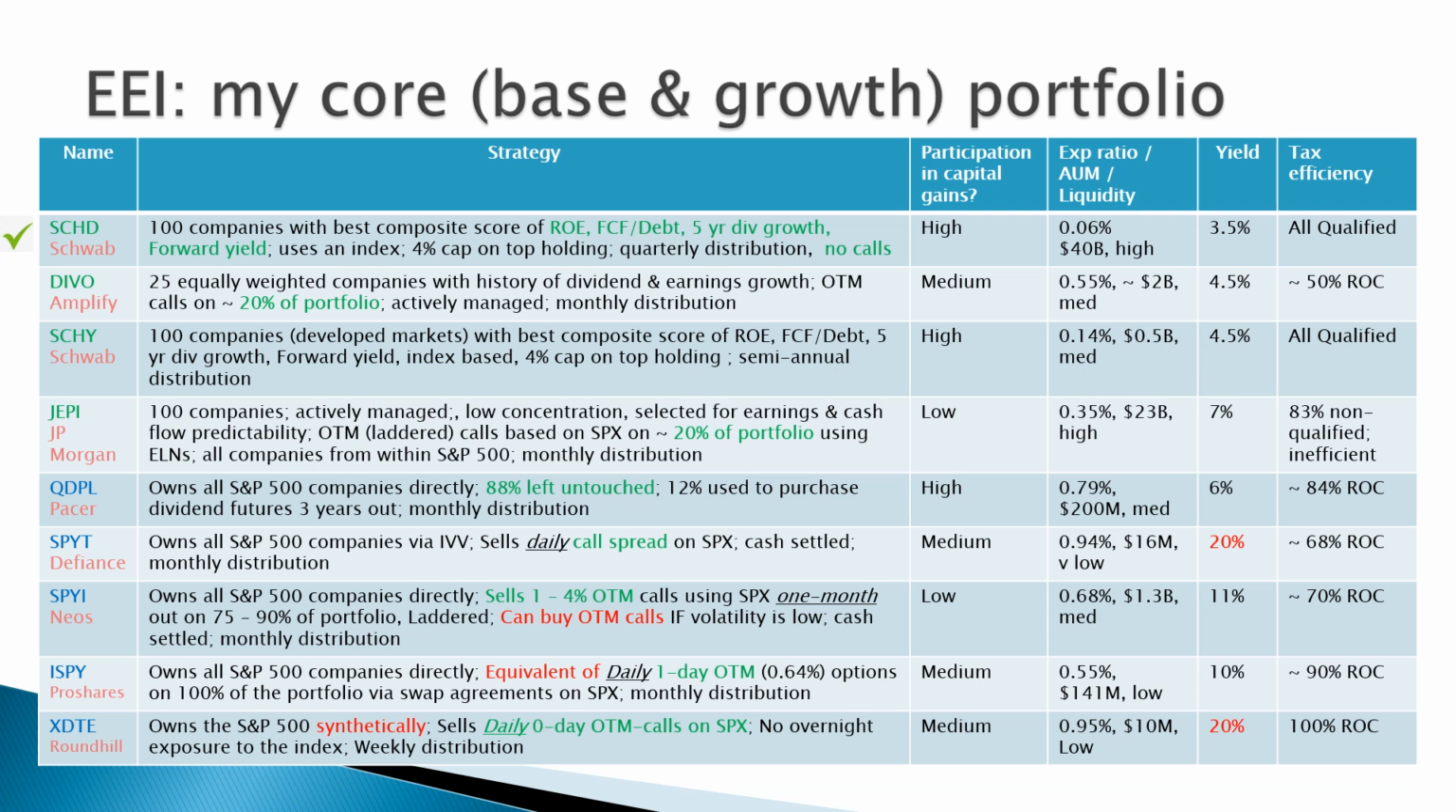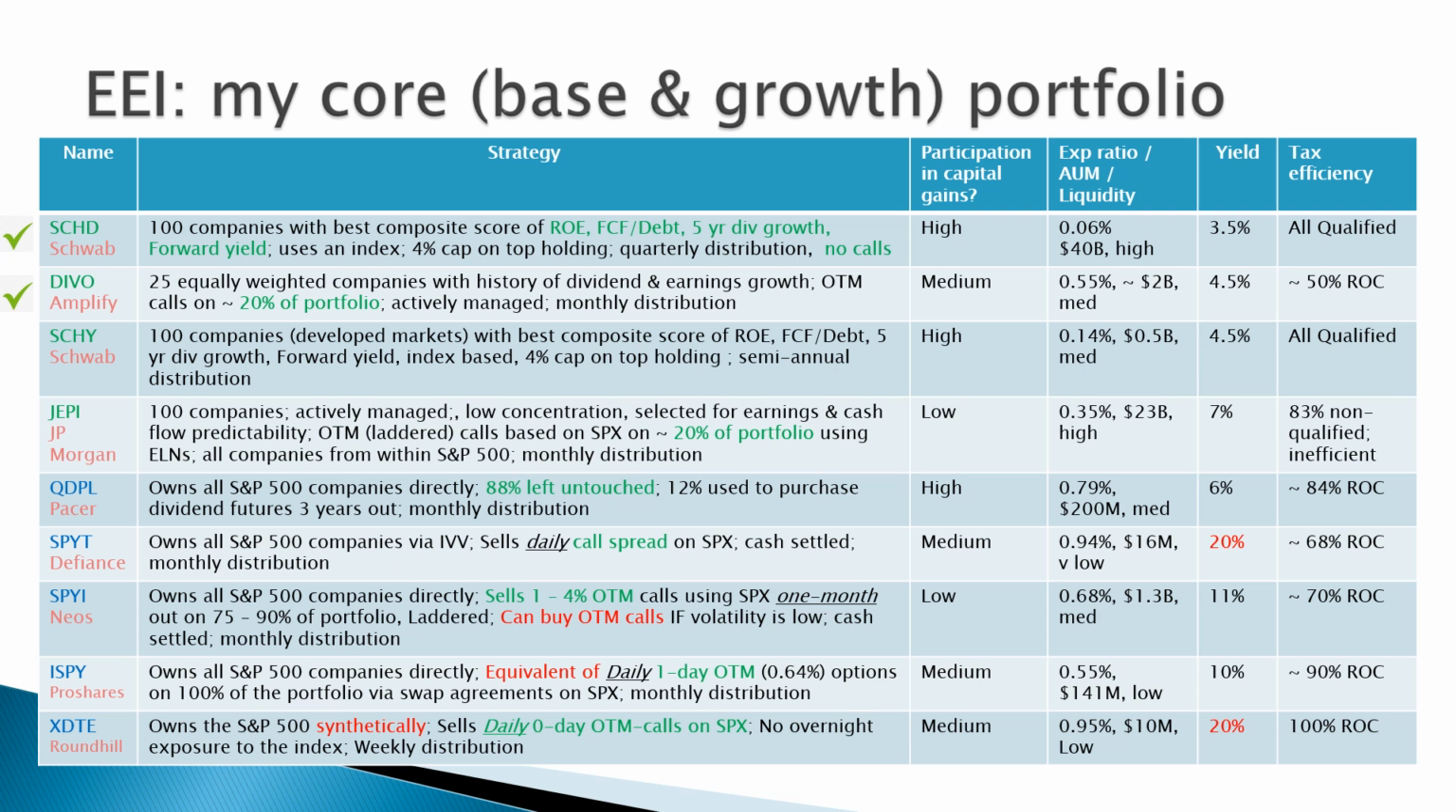The next base ETF is DEVO from a company called Amplify. It's a small company. What DEVO does is it owns 25 companies, equally weighted. So again, low concentration, just like SCHD. It's actively managed, and they select companies with a history of dividend and earnings growth. They sell out of the money calls on about 20% of the portfolio or so.